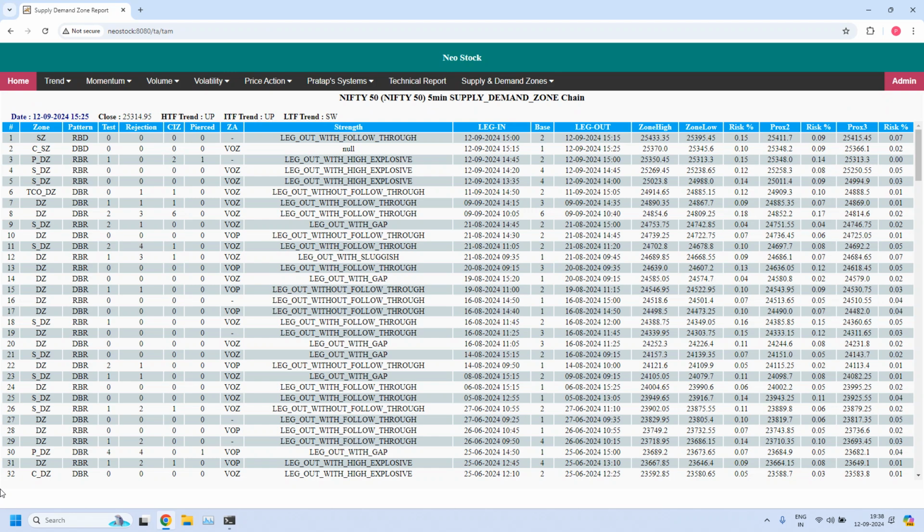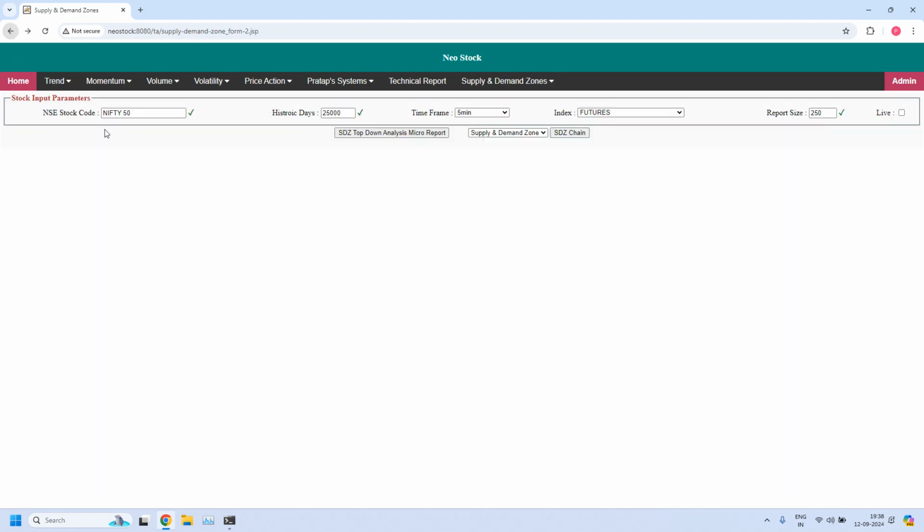So this is about NIFTY supply demand zone chain. So next we will generate a supply demand zone chain for BANKNIFTY. Changing the name as Nifty Bank. And let's start with monthly time frame. I am generating monthly supply demand zone chain for BANKNIFTY.